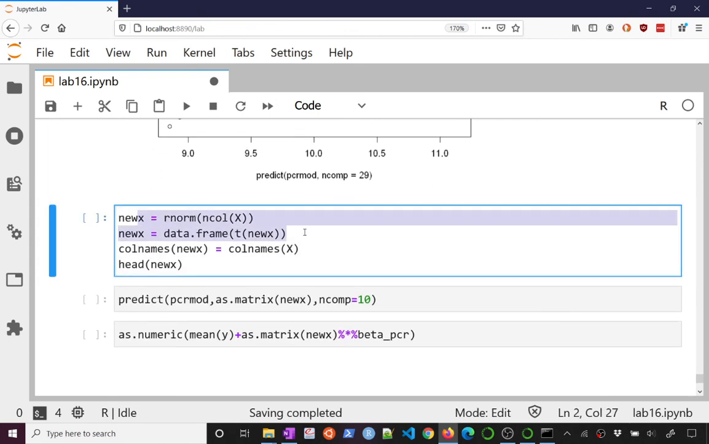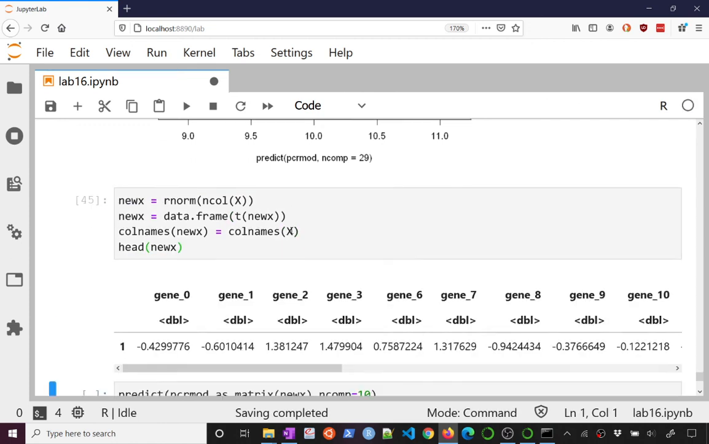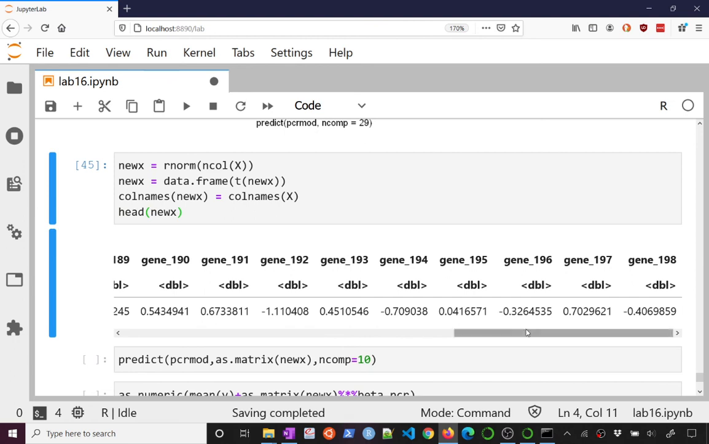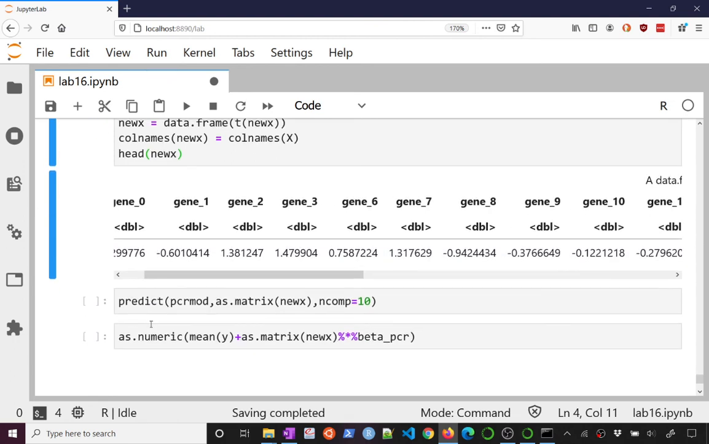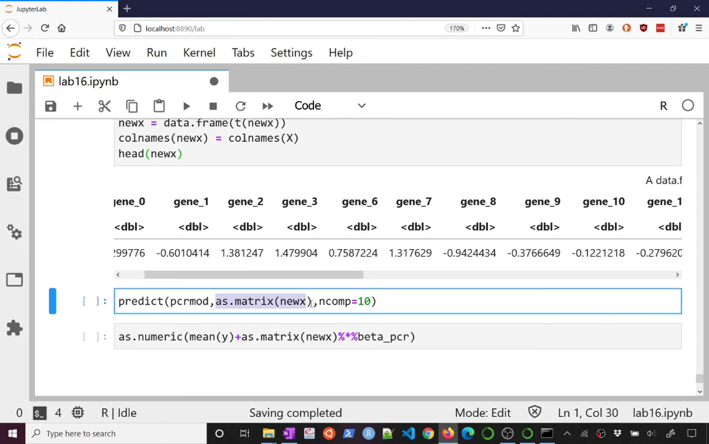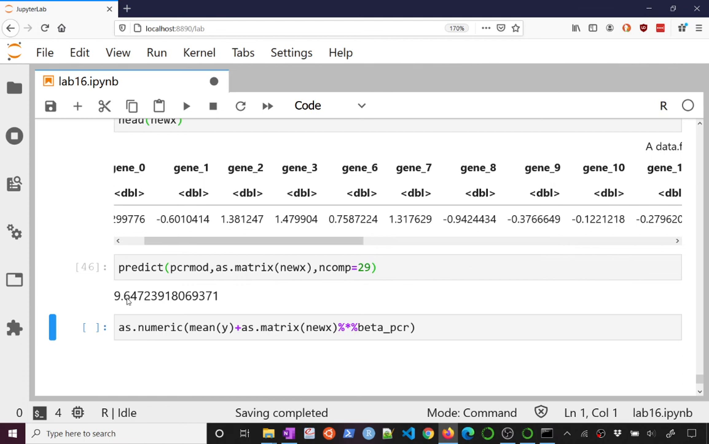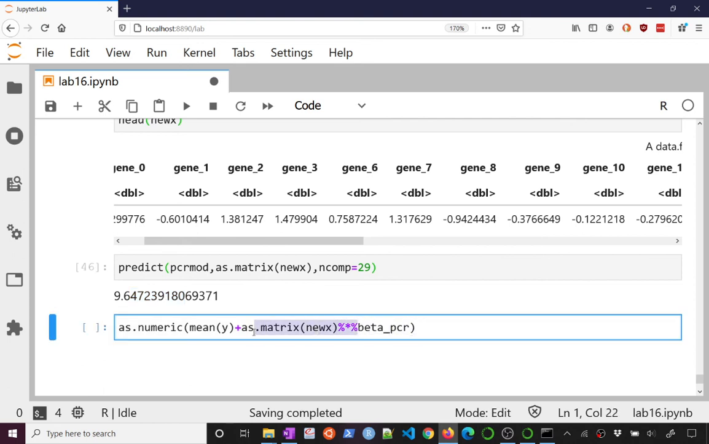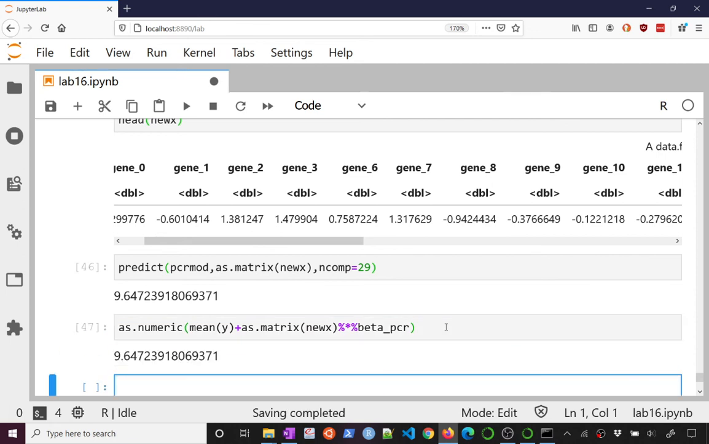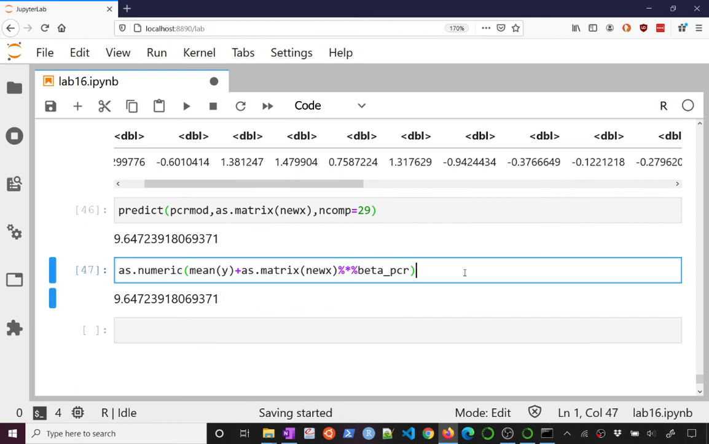If I have some new data, I can just generate, say, some normal data. Here's some fake data. I've just generated a sample observation, right? You could just call predict on the PCR model, and you pass it in the new data. We wanted to pass in 29 components. And on my new thing, it predicts 9.6, and so on, right? Or I could do this by hand if I had calculated my PCR beta and I have my X. I can do this by hand, and here is the moment of truth. Is it going to give me the same thing? Yeah, it does.